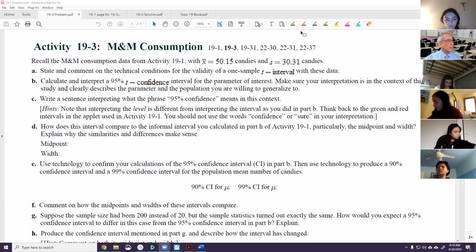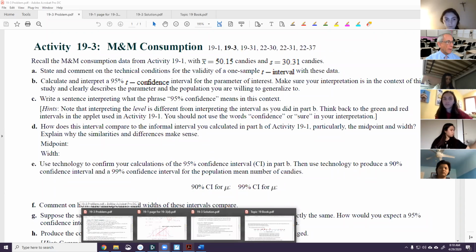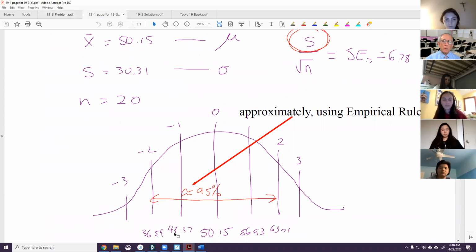Okay, so the problem was 19.3, about M&M consumption. And it says, here is the data from 19.1. And now let me make sure that you can actually see everything that I have up here. Are you looking at the PDF that I sent you of the data? Is that what you're seeing right now on your screen? Yes, so it's got the curve here and everything.